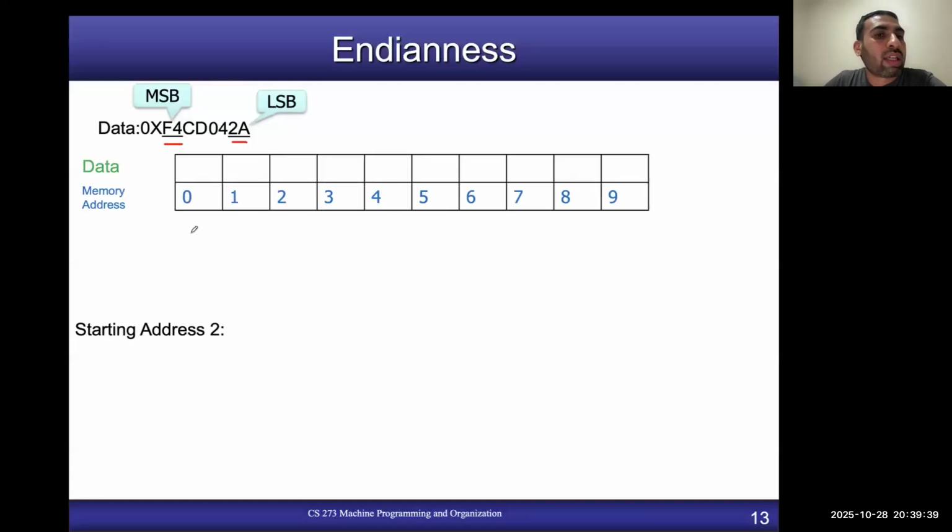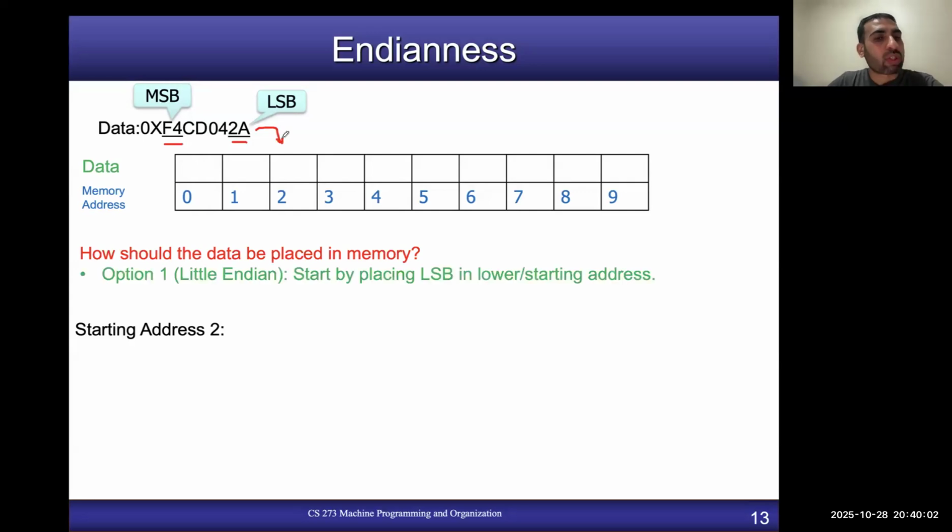Now, let's say we have memory, and the lower row shows the memory addresses 0, 1, 2, 3, 4, 5, 6, 7, 8, 9, and the upper row indicates the data stored at that particular address. So the question is how should the data be placed in memory, which means that if we want to place this data in memory here, how should it be placed? There are two options.